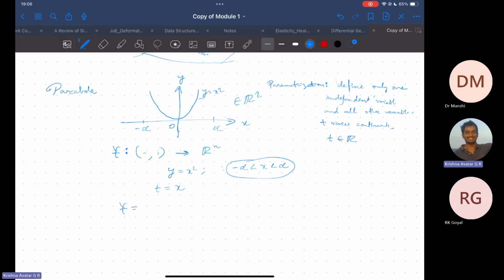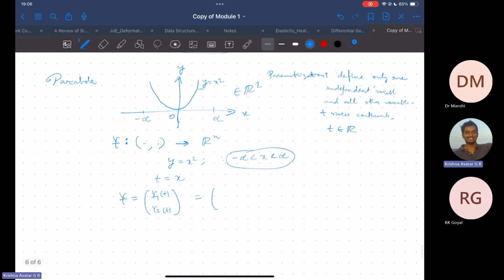Since the gamma vector needs to have two quantities, gamma 1 and gamma 2, both of which are themselves maps, they will be functions of t. So for a parabola, let's take the first coordinate to be the x coordinate, so it's just t. In place of x in y, put t, so it becomes y is equal to t squared. And y is the second component of this mapping. So gamma 2 of t is nothing but t squared. This is one such mapping.